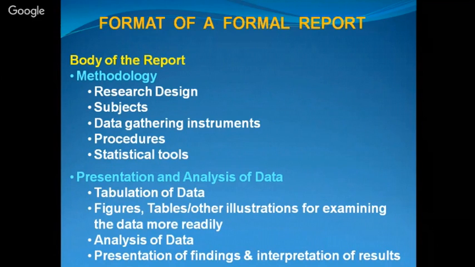Then data gathering instruments, उसका list देंगे, and if the data gathering instrument is already constructed, तो उस author का name और उस tool के कितने components हैं, कितनी dimensions हैं, उसका reliability quotient कितना है और validity क्या है. But if you have developed your own tool, then you have to write the procedure of developing the tool, procedure for computing the reliability and validity, right? So data gathering instruments. Then the procedure.